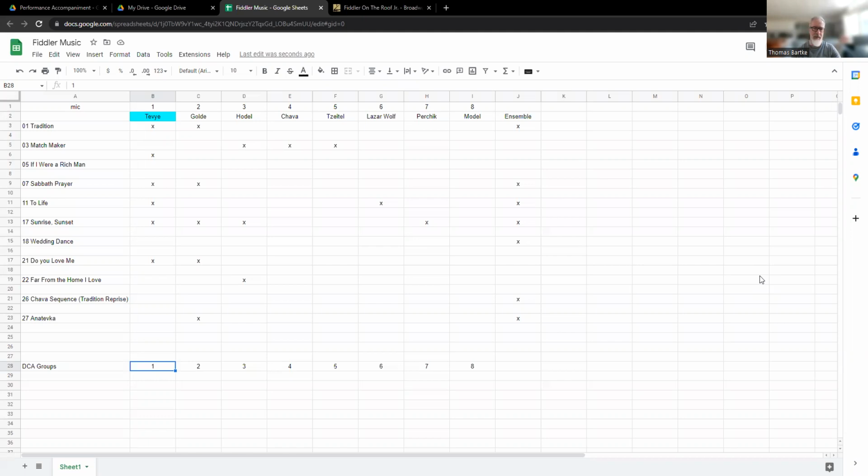So in this lesson, I want to show you the way that I prepare the microphone layout and the grouping of the characters that have mics on them. And we're going to use Fiddler on the Roof Junior as an example, because that's a show that we're just in the process of preparing. So we're going to be able to study this here and actually use it. And I'll walk you through the entire preparation of the board layout.